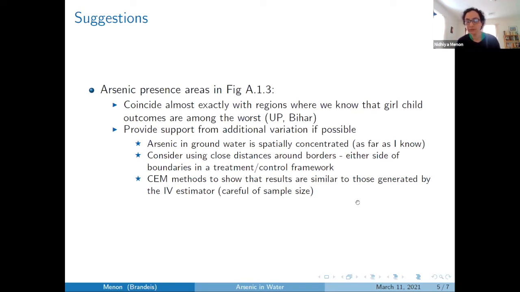Be careful when you do the CEM, because when you're matching, the sample sizes are going to decline a lot. And so that might automatically play into precision, but these are in some sense robustness checks for what you already have in the paper. Okay.